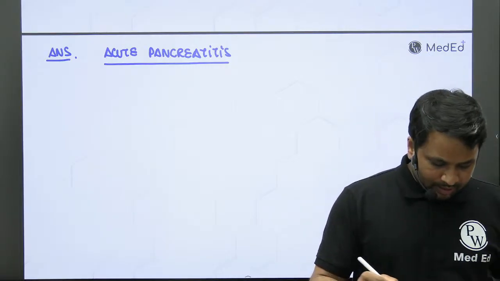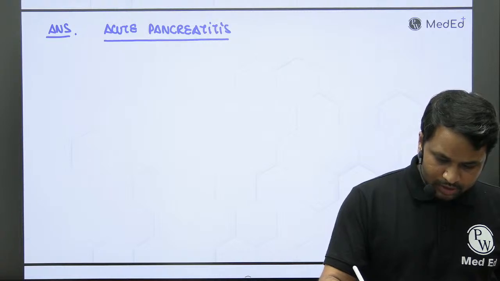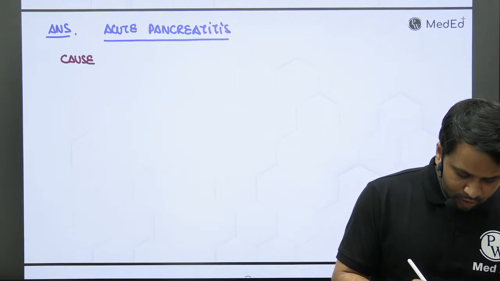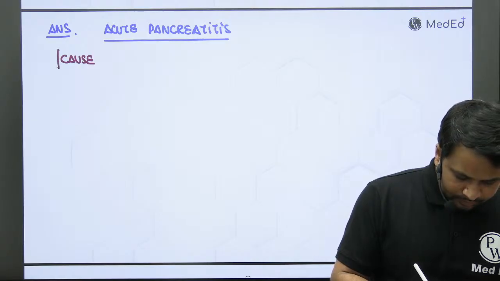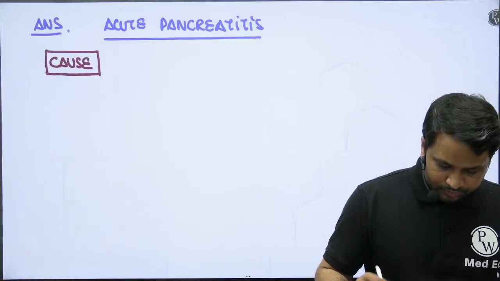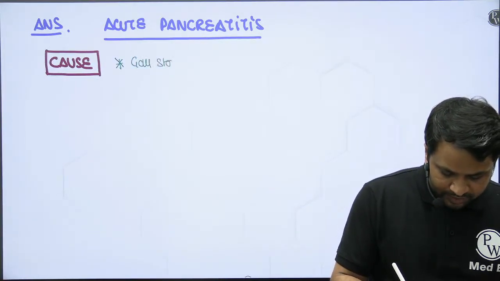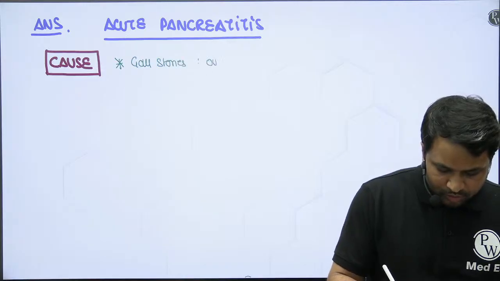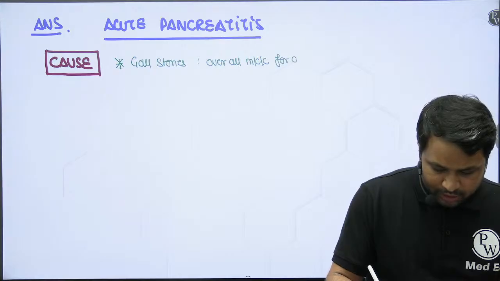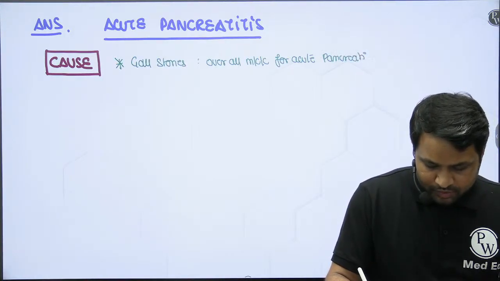So in an acute pancreatitis, let's look at the causes. What are the causes for acute pancreatitis? Now in the cause, the most important is going to be gallstones. In fact, gallstones happens to be the overall most common cause for acute pancreatitis.